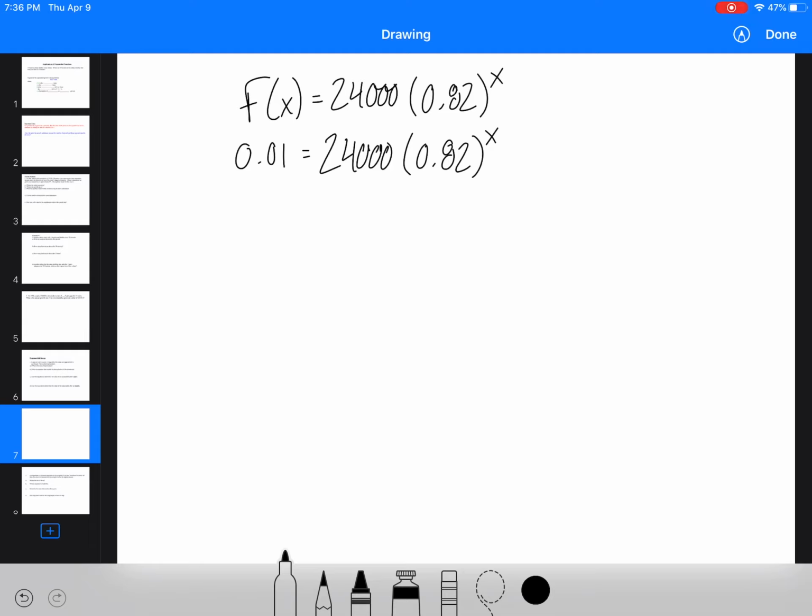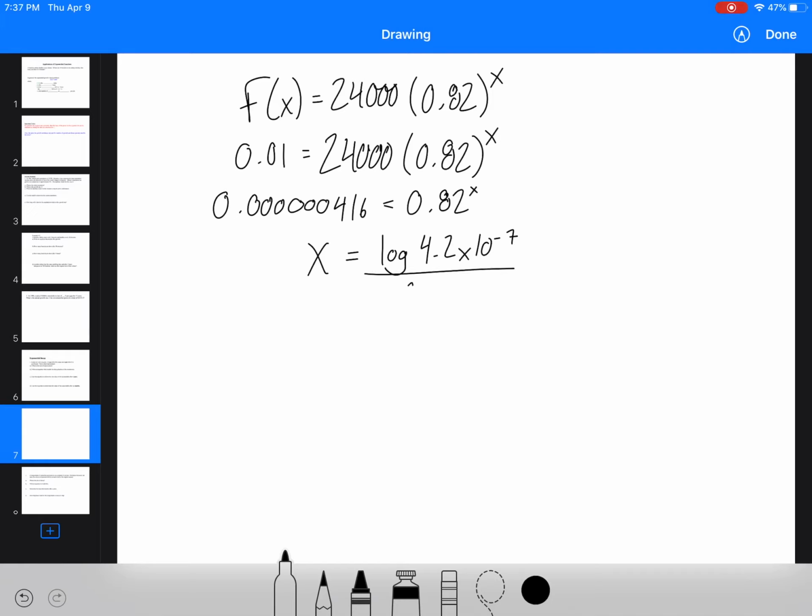Okay, so when it's worth essentially nothing, anything after this time is worthless. So we're going to do 0.01 divided by 24,000, and we're going to get a really small number, 4.1666 and a bunch of sixes, equals 0.82 to the x. We'll call it 4.2 times 10 to the negative 7. I'm not actually writing it all out; I left that number in my calculator. It's just easier to write it that way.